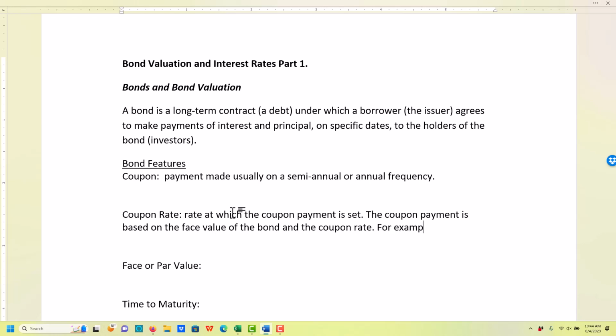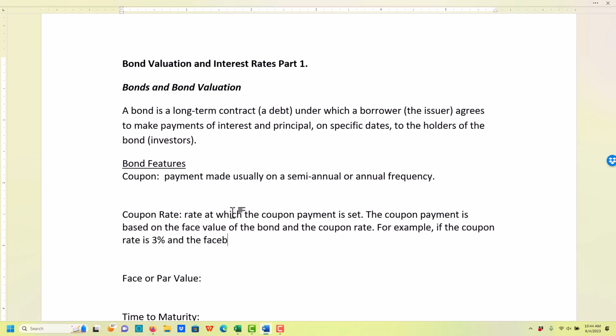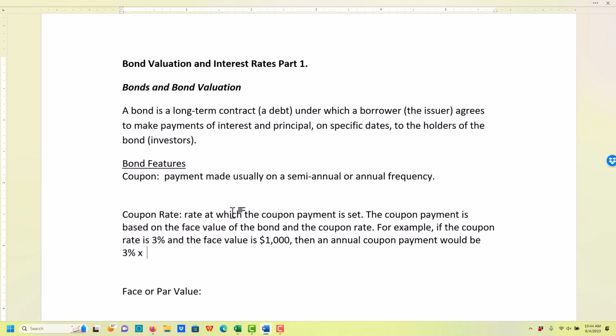For example, if the coupon rate is 3% and the face value is $1,000, then an annual coupon payment would be 3% multiplied by 1,000, or $30 per year. And that's the example that I was just showing you with that coupon bond from the Labrador Company.